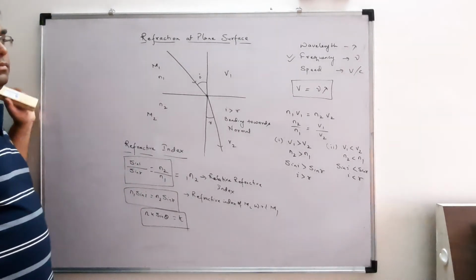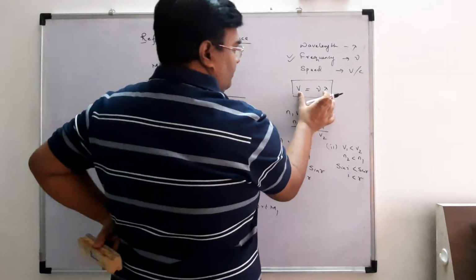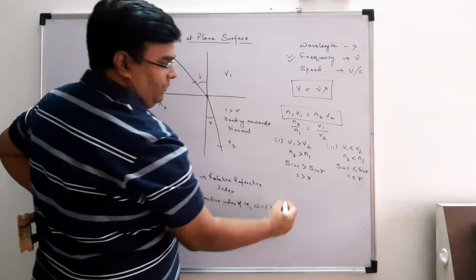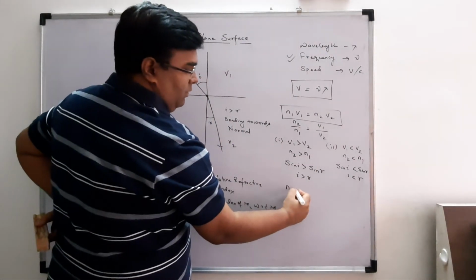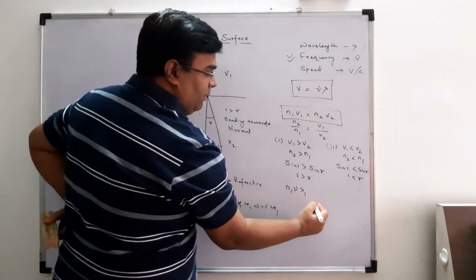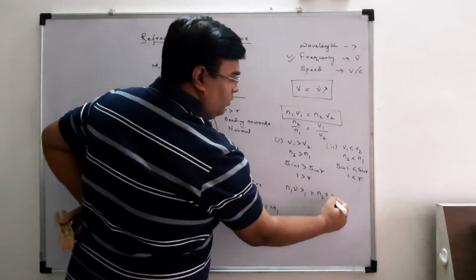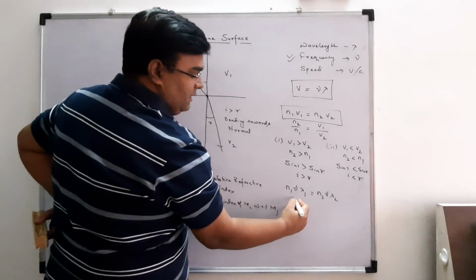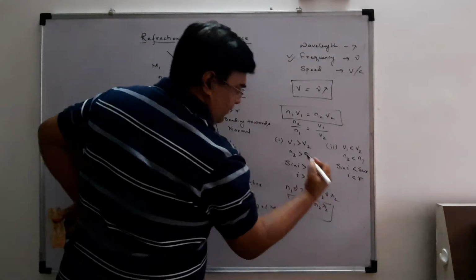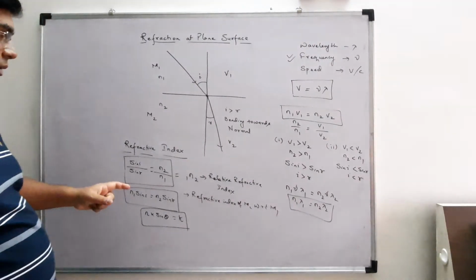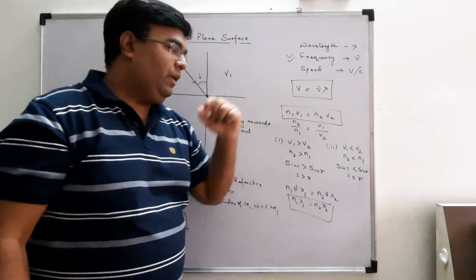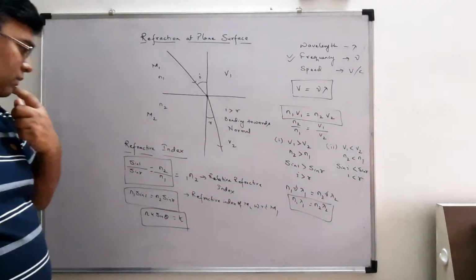Clear? Now if you see this formula, we can write this equation as n1 nu lambda 1 is equal to n2 nu lambda 2. Since frequency doesn't change, the frequency will get cancelled, so n1 lambda 1 is equal to n2 lambda 2. Remember all these formulas of refractive index: n1 v1 is equal to n2 v2, and n1 lambda 1 is equal to n2 lambda 2.